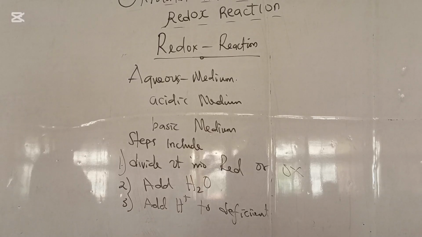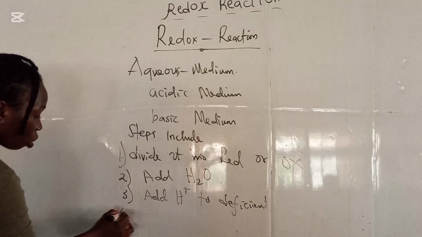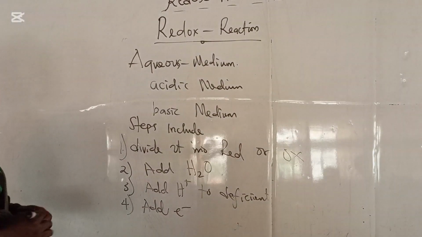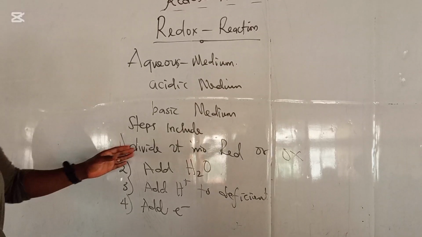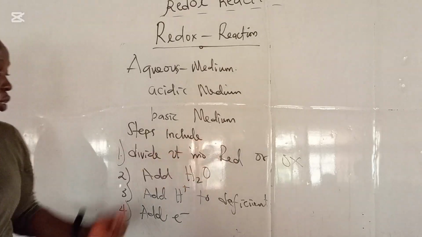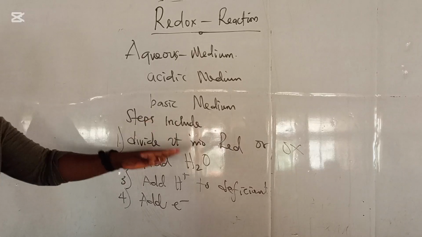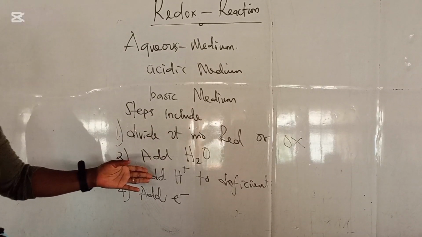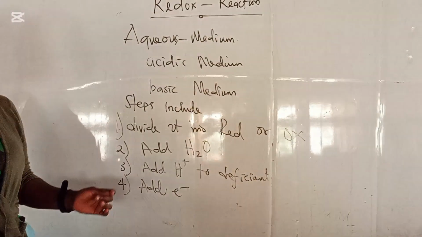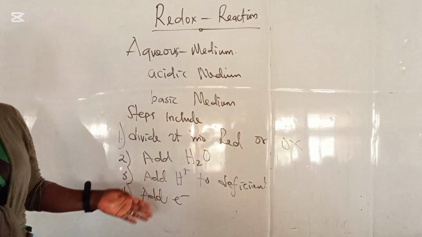It is very important for us to follow the sequence of steps. I will repeat the sequence again. The first step is to divide the reaction into two half reactions, that is, the reduction and oxidation half reactions. Two is to add water to the other side of the reaction. Three is to add hydrogen ion to the deficient side. And four is to add electrons, that is charges, at the appropriate side.